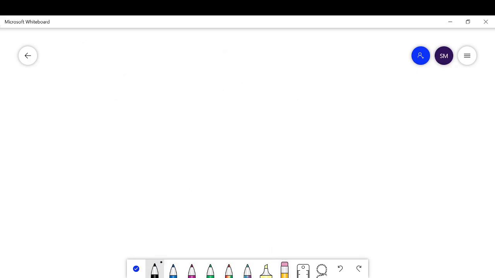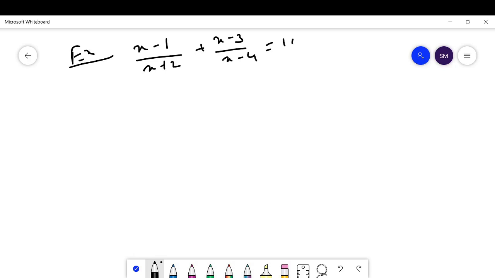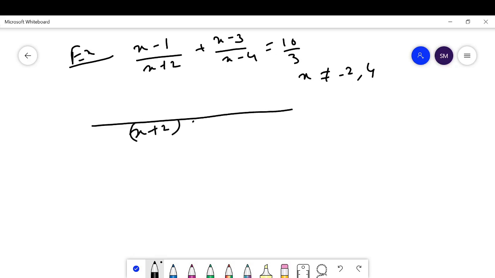Then another question. Always try to practice more and a variety of questions. Here the question is (x minus 1) upon (x plus 2) plus (x minus 3) upon (x minus 4) equal to 10 by 3, and the condition given is x is not equal to minus 2 and 4. Then here you take the LCM of x plus 2 and x minus 4. Then the LCM is (x plus 2) into (x minus 4).